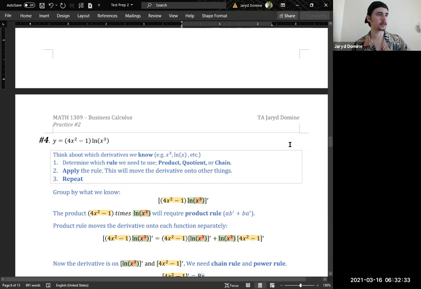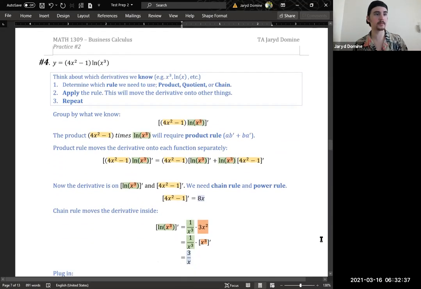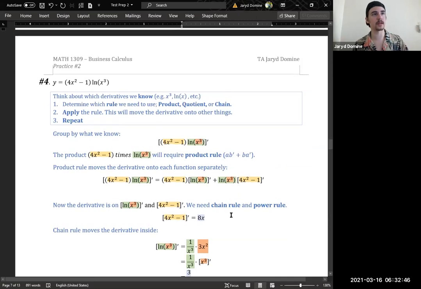Okay, so 4 through 8, these all have to do with these new rules. All these colors here might be a little bit alarming, but I'm thinking that they might be able to help you if you study this later on your own time, just to see what I'm doing.